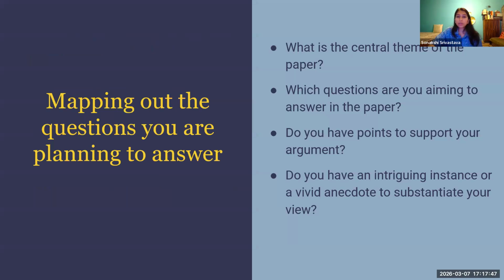Now, once you have identified all of these stakes, gaps, and questions, start mapping out the questions that you are planning to answer. These are a lot of whys, right? These are a lot of whats. Now, how do you streamline these? Especially when you have to start writing the introduction. So, the first question that you should concern yourself with is, what is the central theme of the paper? Out of everything that you have identified, what is the central theme that has emerged? Then, which questions are you aiming to answer in the paper?